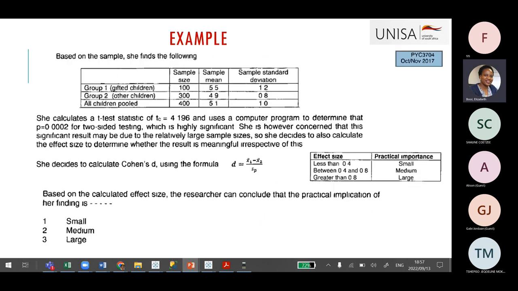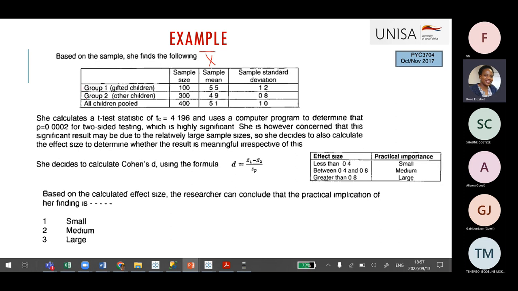So let's look at an example from your actual data. They will give you a table that looks like that, where, based on the sample, she finds the following, and the table has the sample size and the sample mean, which is our X bar.